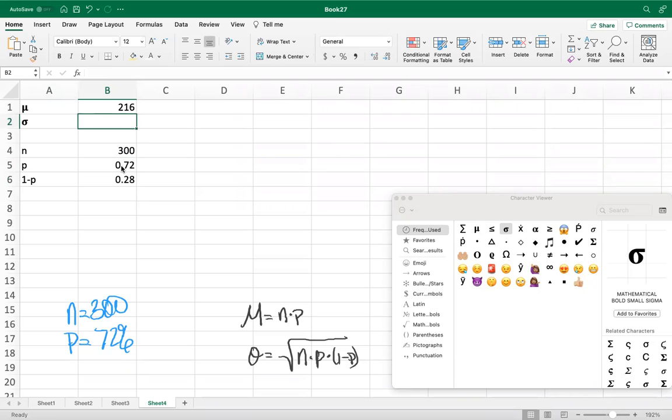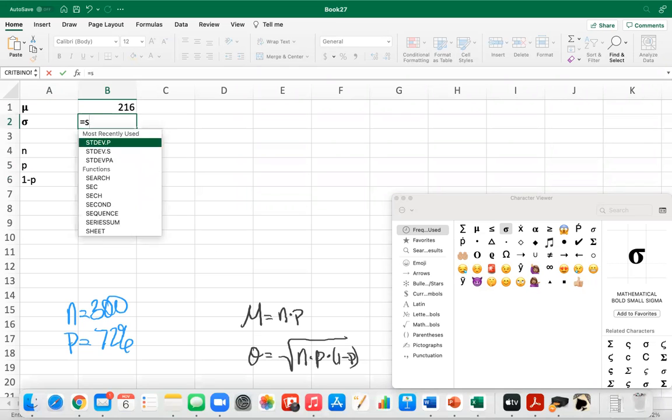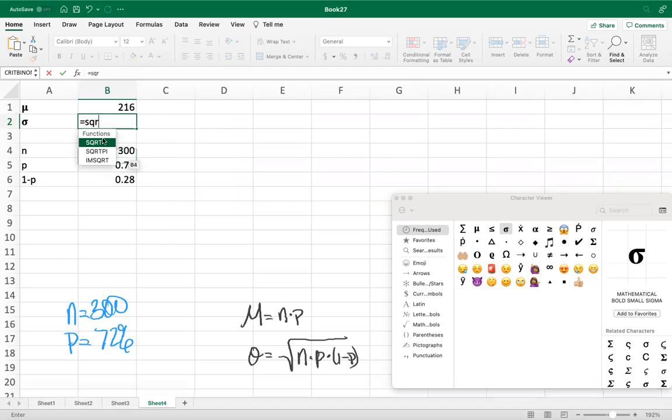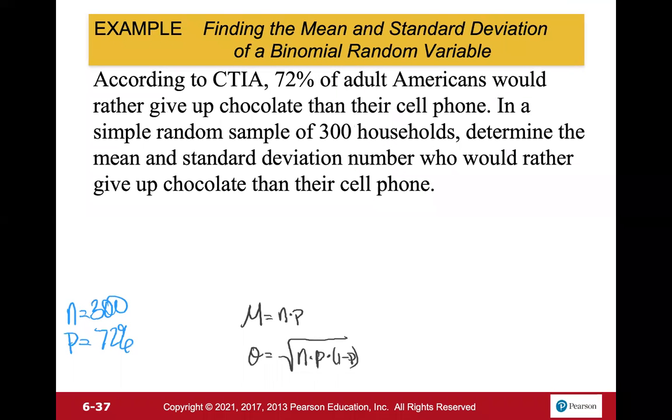Perfect. Standard deviation is equal to the square root, SQRT, of n times p times 1 minus p. And close parentheses, perfect. So we have the mean and the standard deviation. So standard deviation, 7.77. Okay.